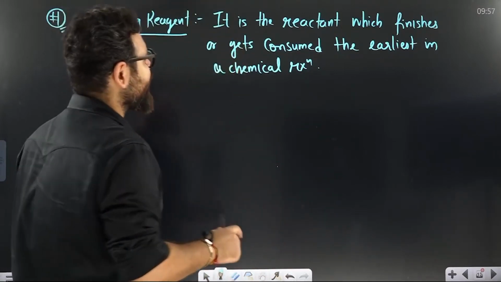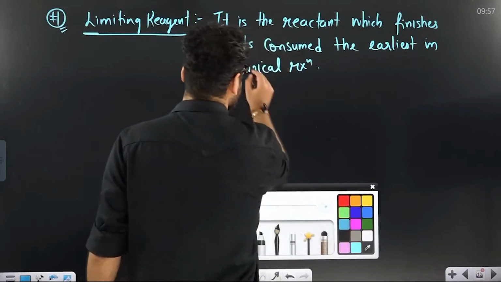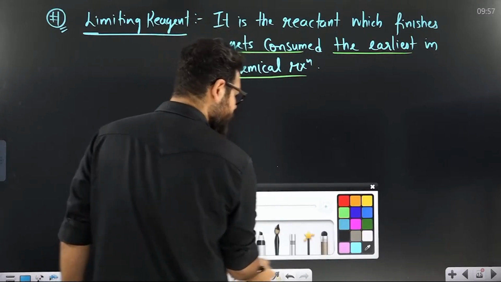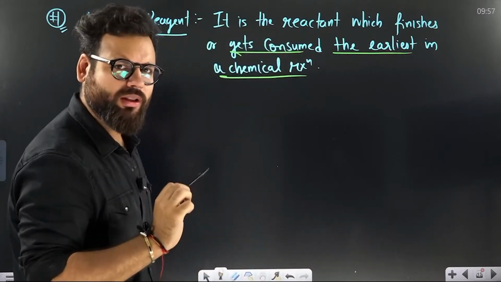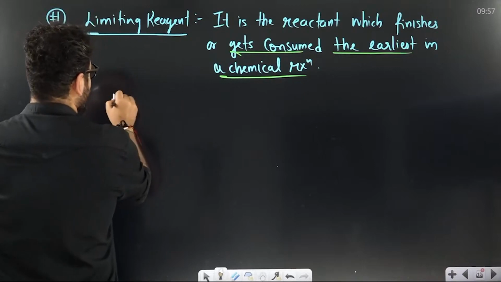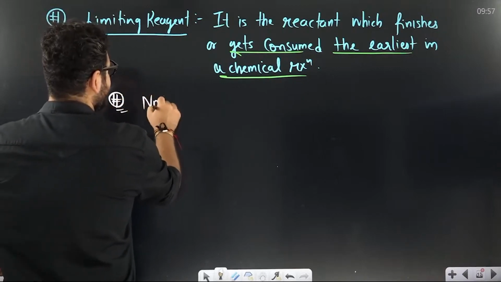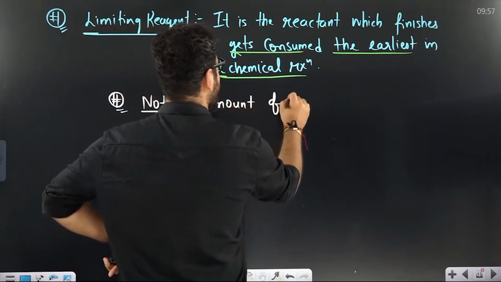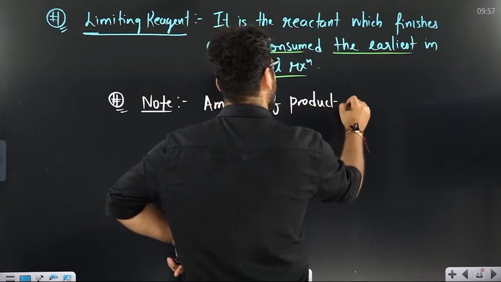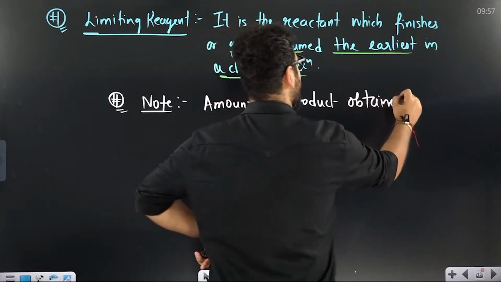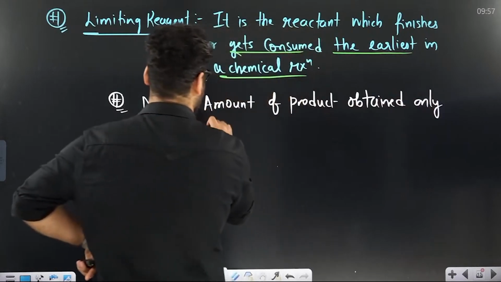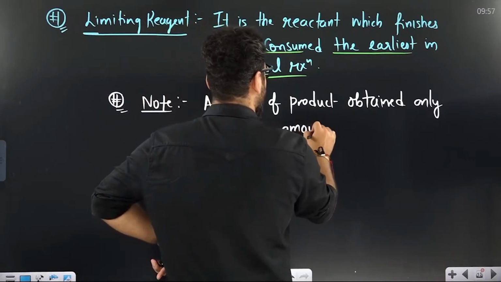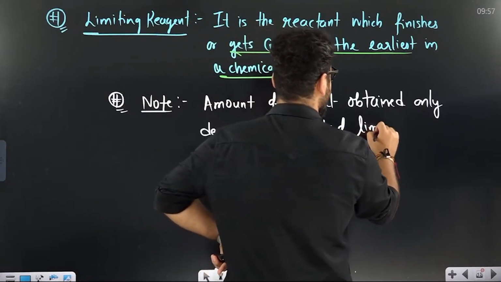The reactant which gets consumed the earliest in the chemical reaction. Now, how do you come to know which will get finished the earliest? There is a trick for that. So you can first note this point: the amount of product obtained only depends on the amount of limiting reagent.